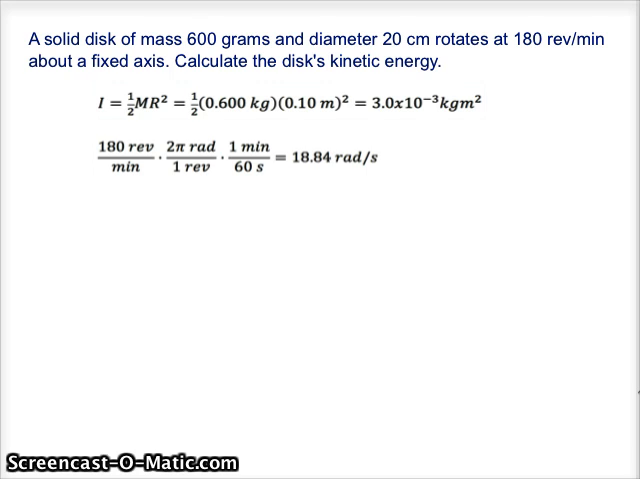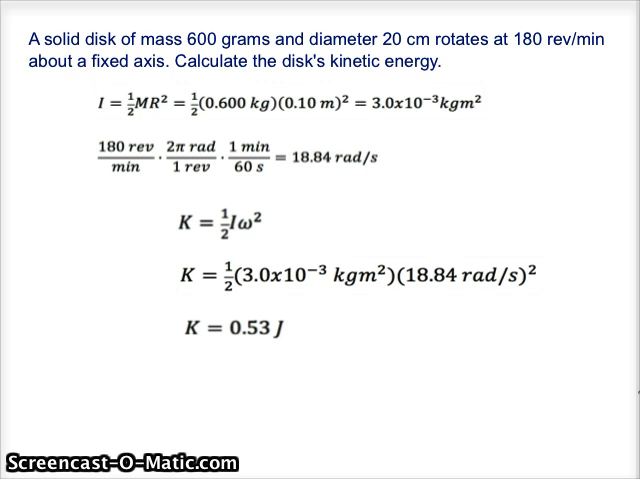We need that magic unit of radians that can come and go as we need it to, and of course in seconds. So this converts to 18.84 radians per second, and then it's just a matter of putting that into that rotational version of kinetic energy. Rather small value, 0.53 joules of kinetic energy.